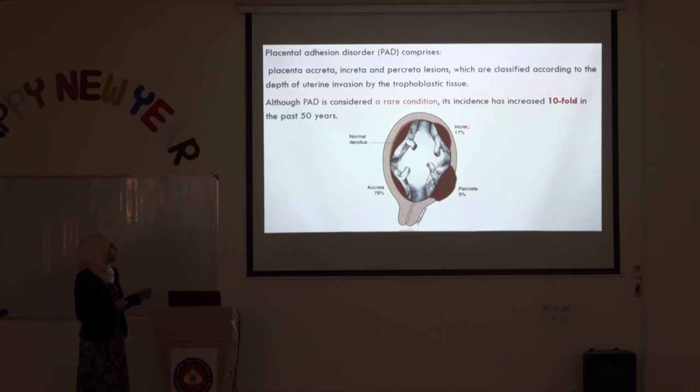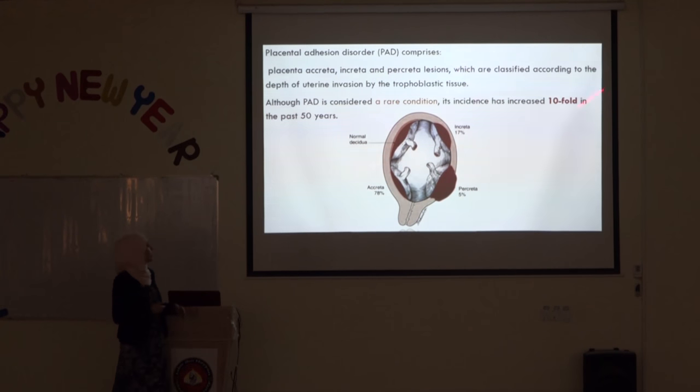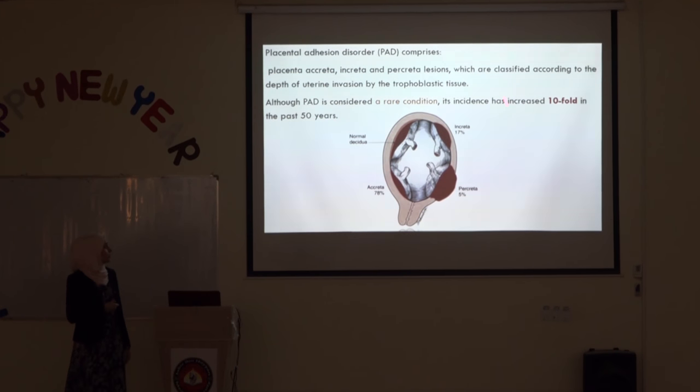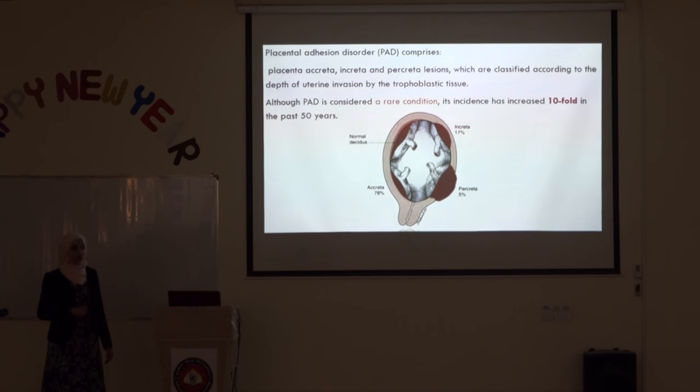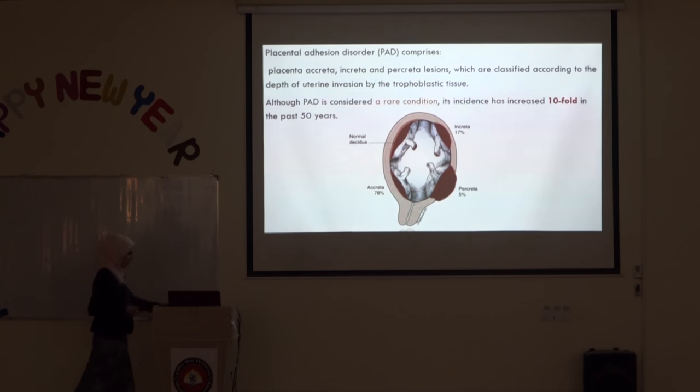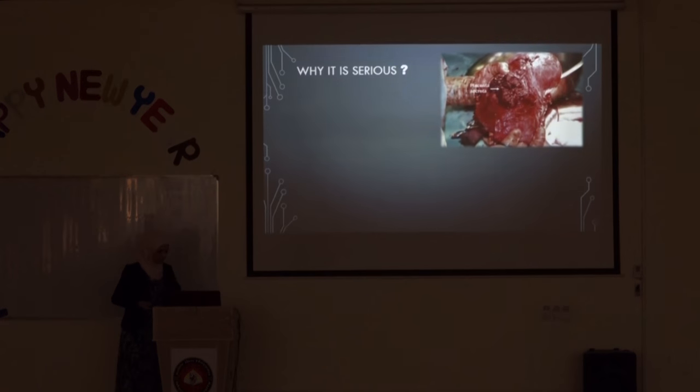And the second one is the increta, which is invasion of the placental tissue into the myometrial tissue, so it is more invasive, and accounts for 17%. The third one, which is the most aggressive one, is the percreta, which accounts for 5%. In this case, the placenta will invade into the adjacent organs, including the urinary bladder and the peritoneum and whatever else is surrounding.